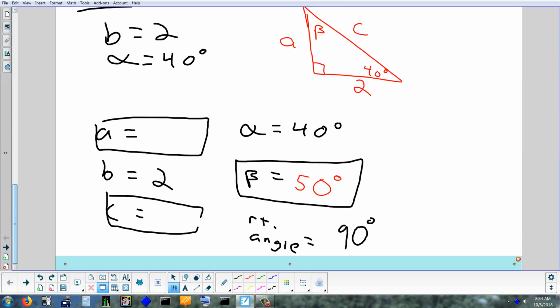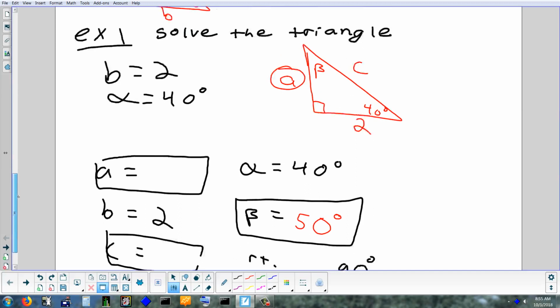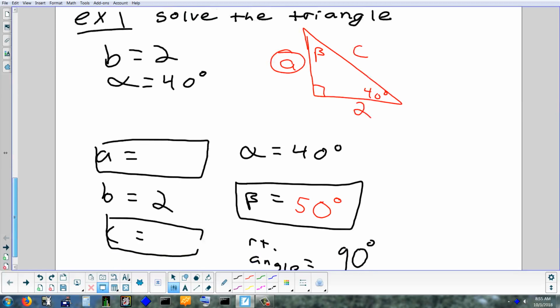All right, now we have to find A and C, and it doesn't matter which one you do first. Let's do A. So I'm just going to circle in the picture what we're going to find. To find A, you have to use two other pieces of information. Now, I would stick with using the 2 and the 40. Technically, I could have used the 2 and the 50. The thing is, you need to use another side, and you need to use another angle.